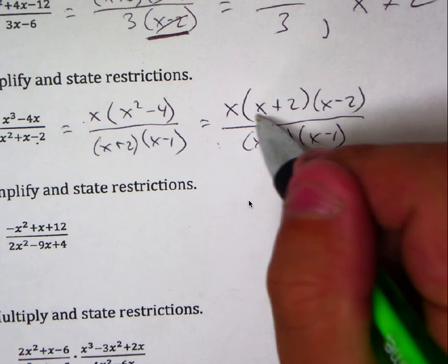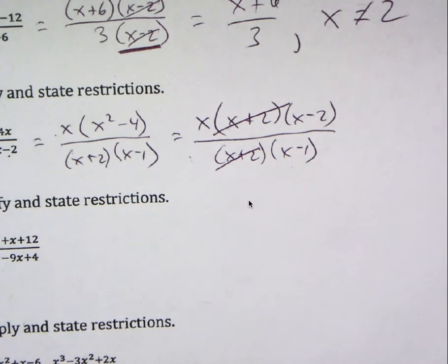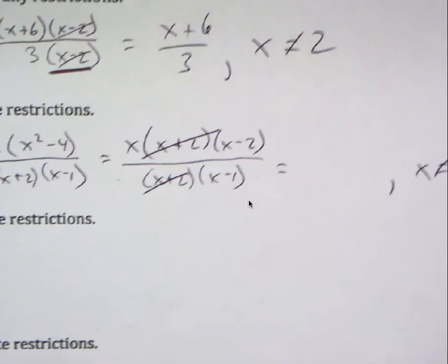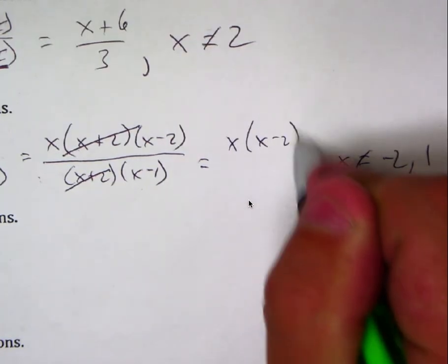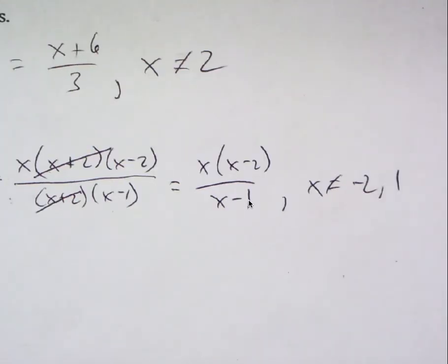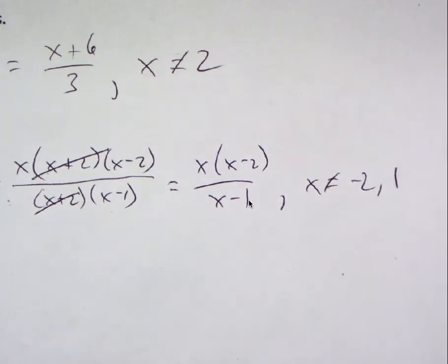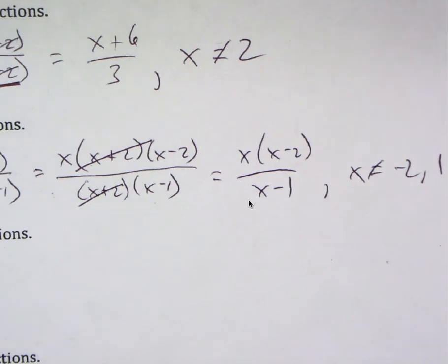Let's cancel the x plus 2. So what is left, you don't have to multiply it out. It's not wrong to. But if you just want to write the factors that are left over, I'm fine with that. Meaning x times x minus 2 on top, x minus 1 on bottom. That is the simplified fraction right here. Here are the restrictions. X cannot equal negative 2 or 1. So factor, factor, factor, factor, factor, then cancel. Okay.